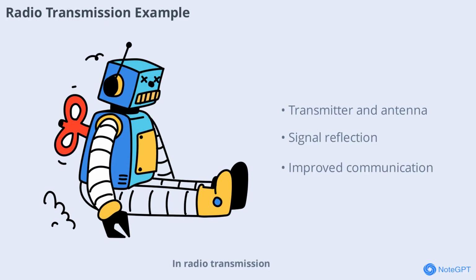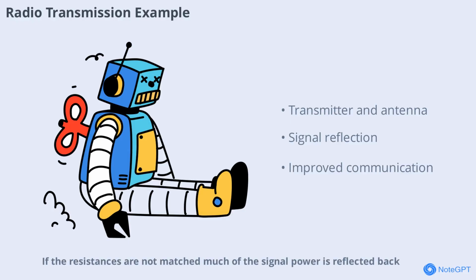Radio transmission: the transmitter's output resistance and the antenna's resistance must be matched for the signal to be transmitted efficiently. If the resistances are not matched, much of the signal power is reflected back, reducing the effective range and clarity of the transmission. By applying the maximum power transfer theorem, engineers can ensure that the maximum amount of signal power is radiated by the antenna, improving communication quality.